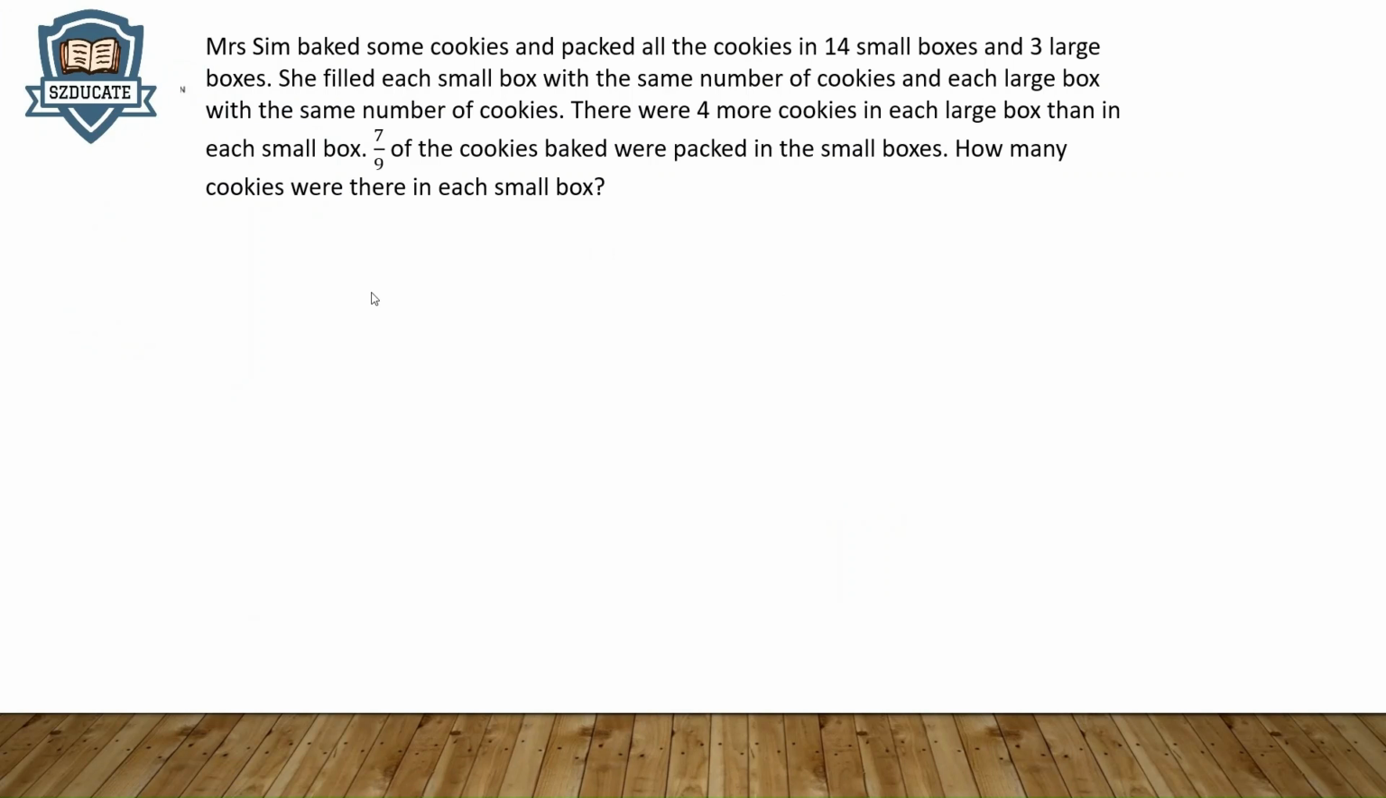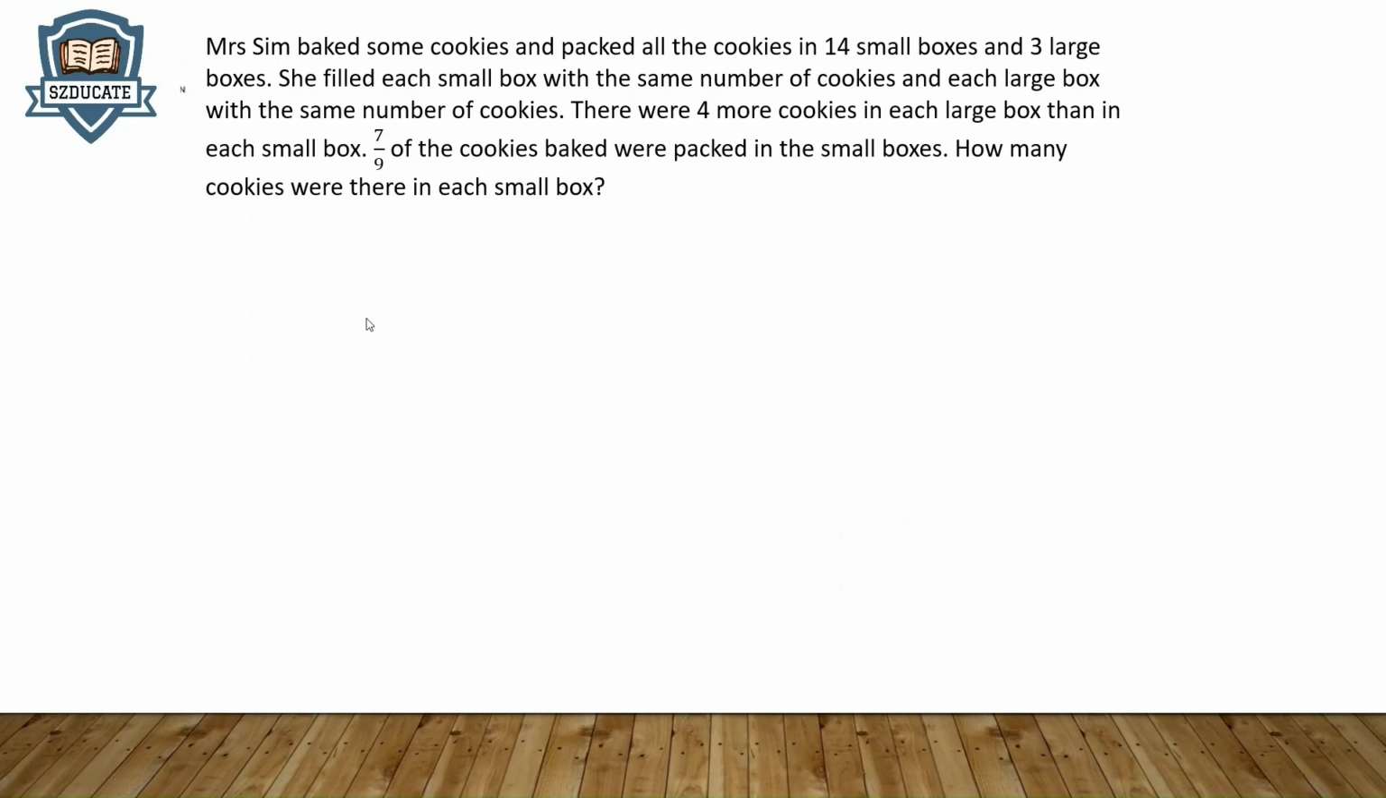Mr. Sim baked some cookies and packed all the cookies in 14 small boxes and 3 large boxes. She filled each small box with the same number of cookies and each large box with the same number of cookies. There were 4 more cookies in each large box than in each small box. 7 over 9 of the cookies baked were packed in the small boxes. How many cookies were there in each box?